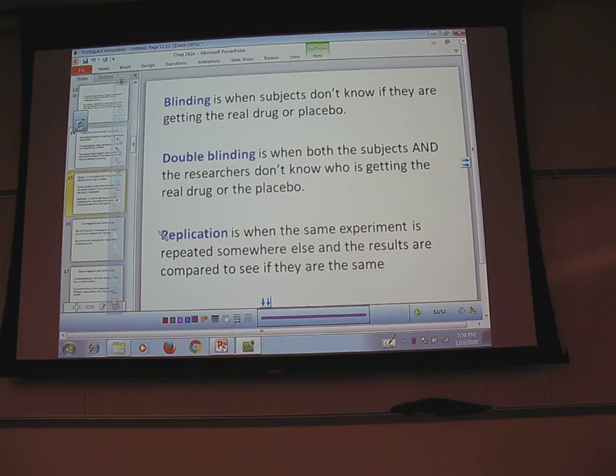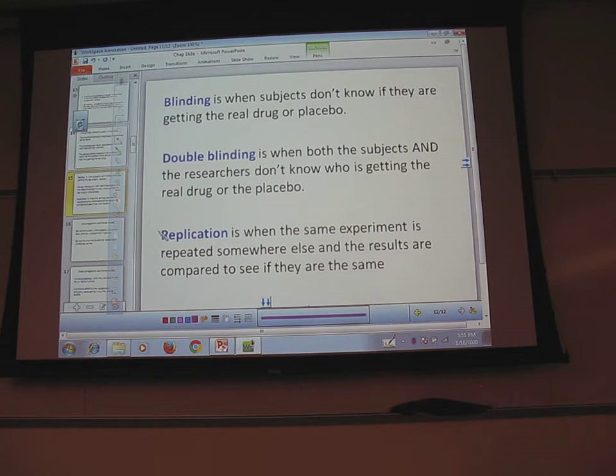Which is also important, because as a researcher, you might accidentally give some tell as you're talking or interacting with the subject that lets them know whether they're getting the real drug or the placebo, which would screw everything up. And then keep going. Replication is when the same experiment is repeated somewhere else and the results are compared to the same data.